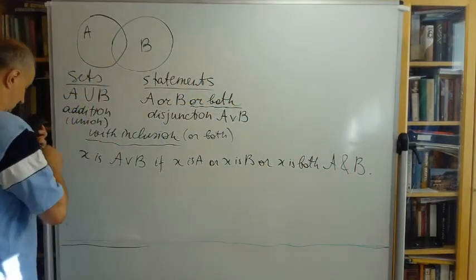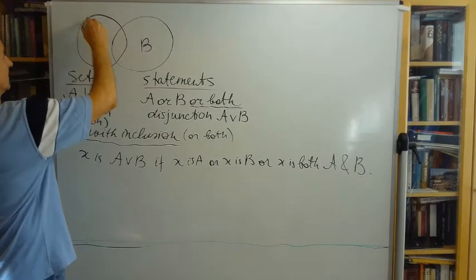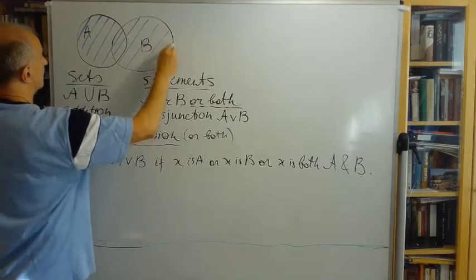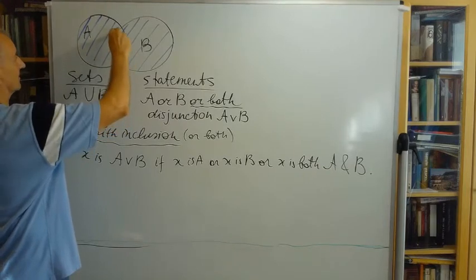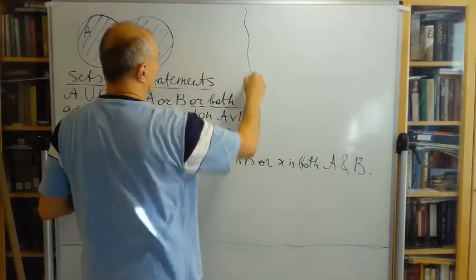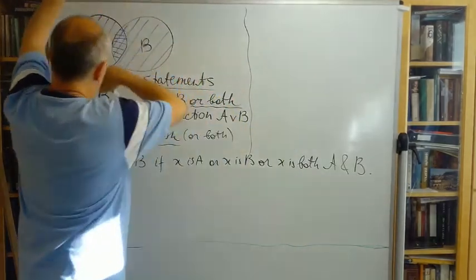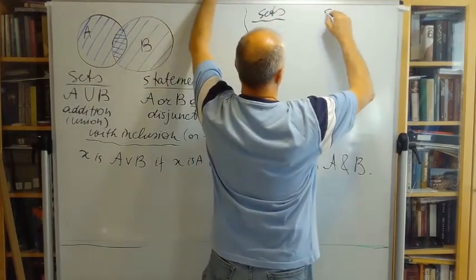And how is it illustrated? It is illustrated in a different color, by completing this area, A and B, and their intersection. This is their intersection. The whole thing is a disjunction. Another major operation, I can write it also here. Let's keep the same illustration for sets and for statements.